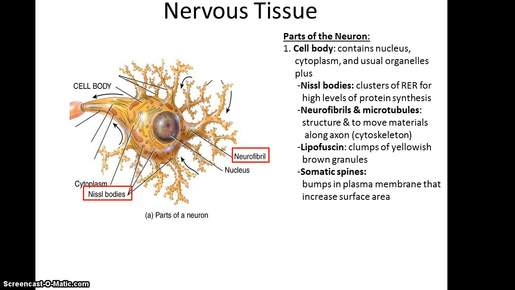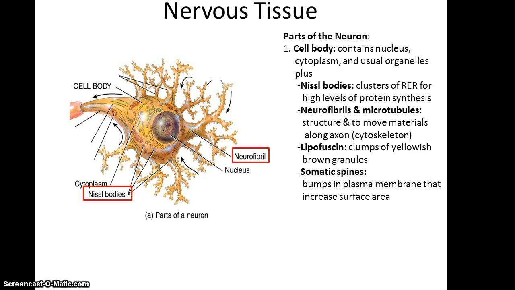So let's see. First of all, there's the cell body. The cell body has the normal organelles you'd expect, nucleus, mitochondria, so forth. But it also has a few unique structures, or uniquely named structures. There's the Nissl bodies. These are clusters of rough endoplasmic reticulum that are having such high levels of protein synthesis that they actually look distinct in the cell body.